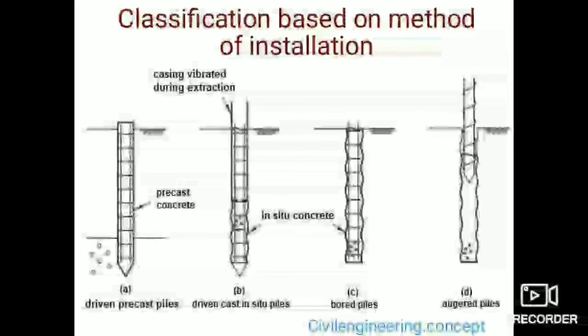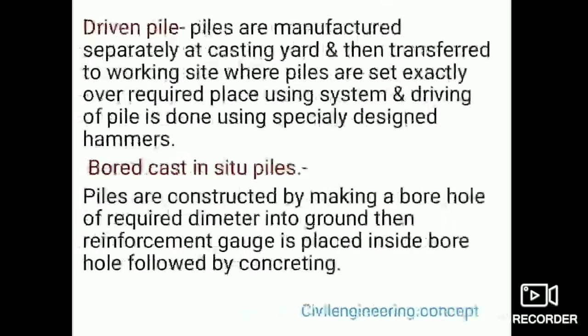The next point is the classification based on the method of installation. First, driven precast pile; second, driven cast in situ pile; third, bored pile; and fourth, auger pile. As this diagram indicates all the meaning.